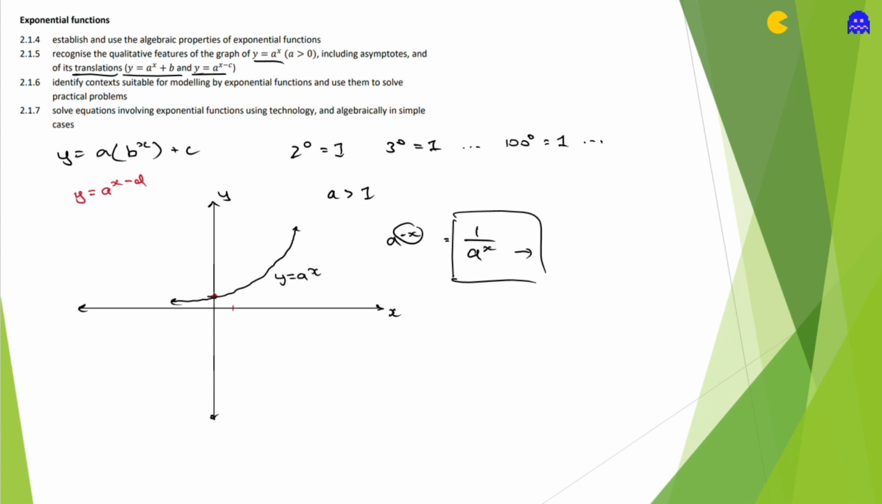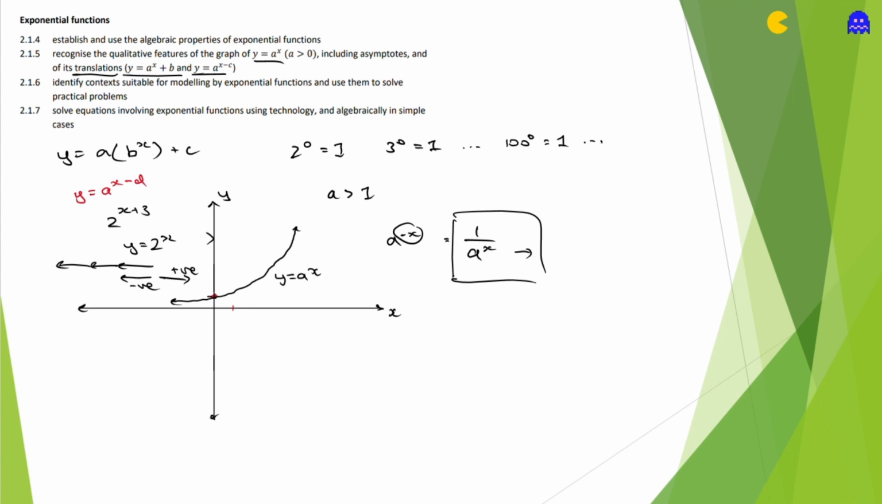So if we have x plus 3, so for example 2 to the x plus 3, that'll be a graph of y equals 2 to the x shifted 3 units in the negative direction, towards the left. Okay, this is the positive x direction, and this is the negative x direction. And the reason why that's the case is because we'll have minus 3. And so we have 3 units in the negative direction.